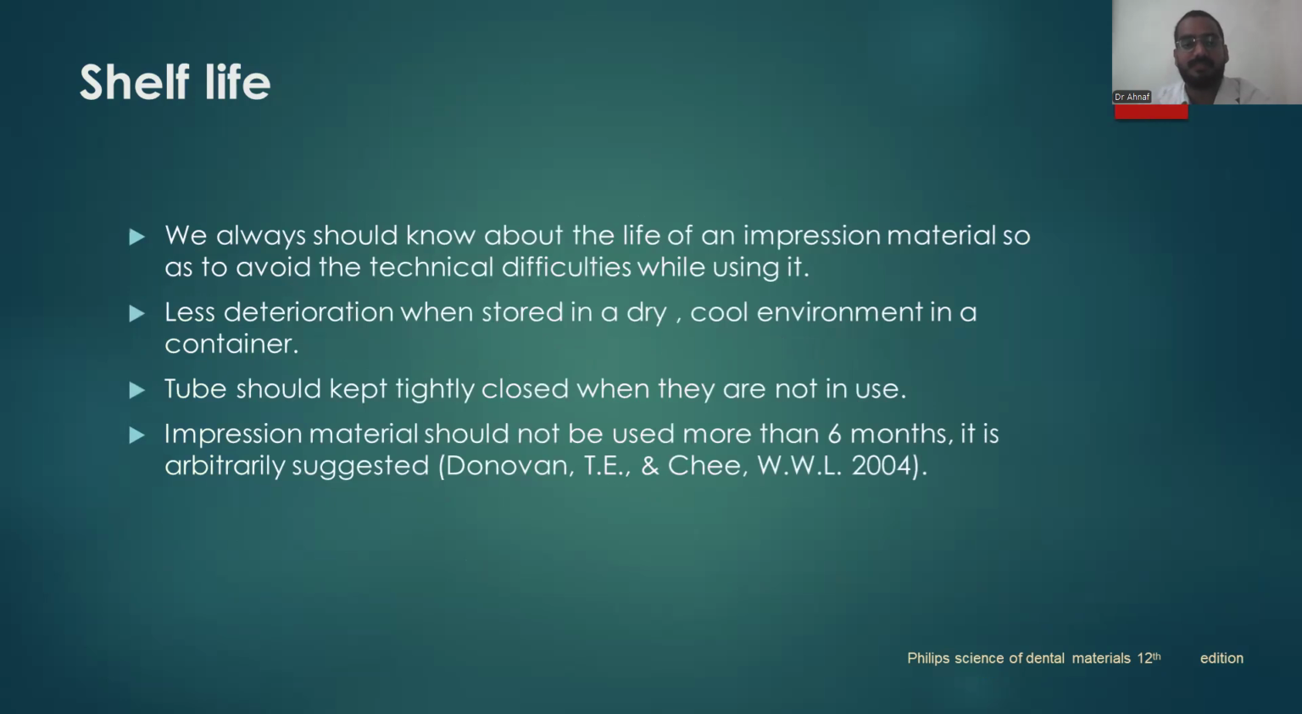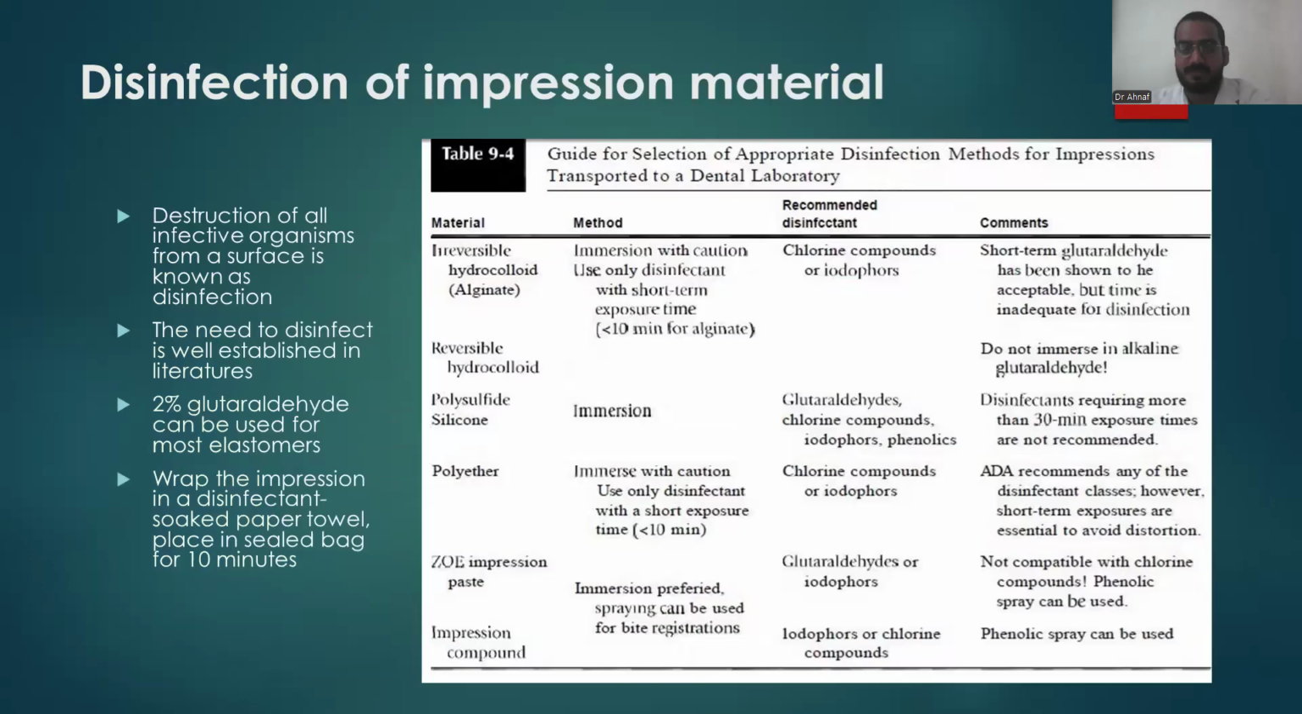Shelf life. You should always know the life of an impression material to avoid technical difficulty while using it. There is less deterioration when we store the material in a dry or cold environment in a container. If you are using tubes, they should be kept tightly closed. An impression material should not be used more than 6 months. According to Donovan in 2004, the maximum time we can use an impression material after start of use is six months.